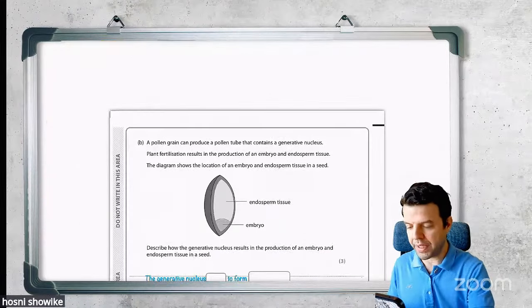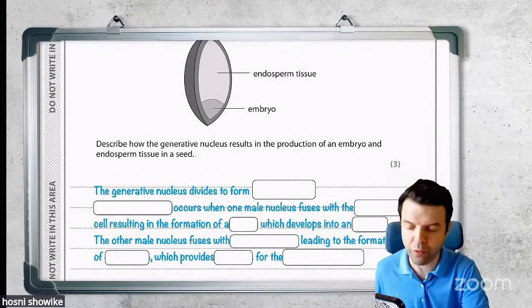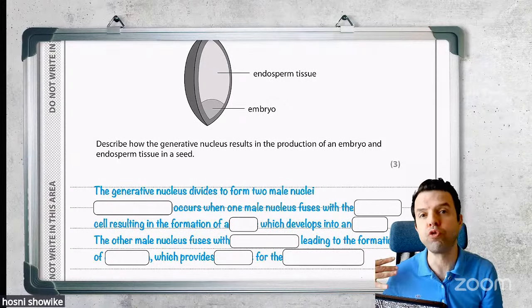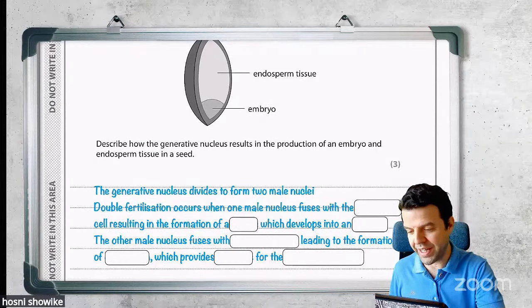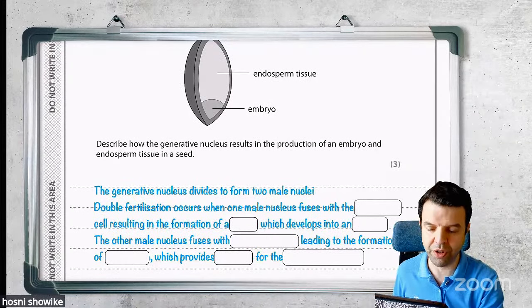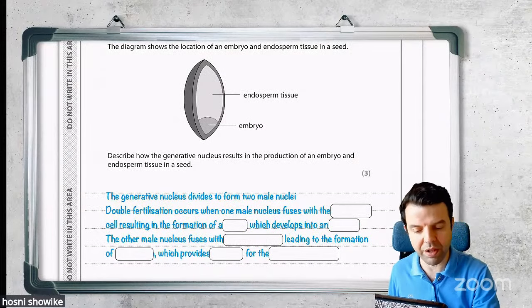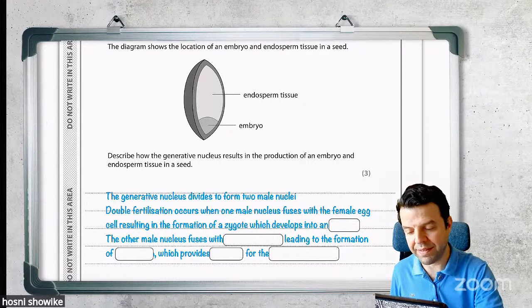So that's what I'm going to do here. I'm going to say the generative nucleus divides to form two male gametes, two male sperms, whatever you'd like to call them, okay? And then I say double fertilization. What is double fertilization all about? It's a male and female nucleus fusing. This gives me a diploid zygote.